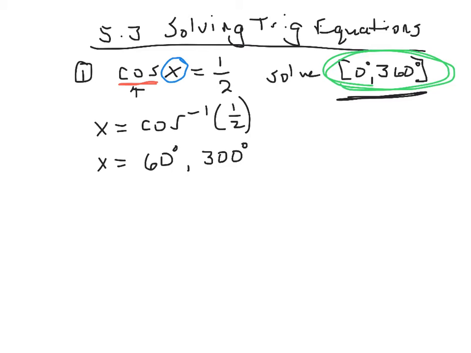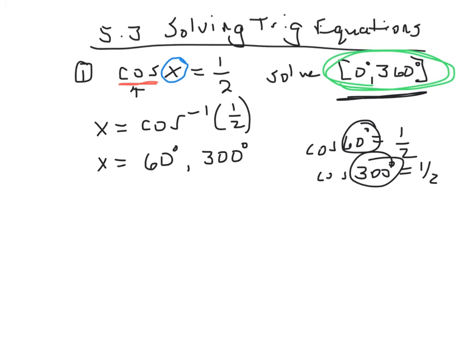And if you go back, you can plug these in like you would in any equation. The cosine of 60 degrees is 1/2. The cosine of 300 degrees is 1/2. So I can see that those are the two answers that make this true. Let's try another one of these basic ones.